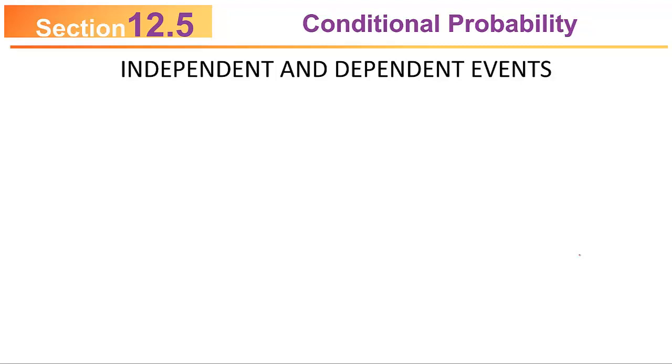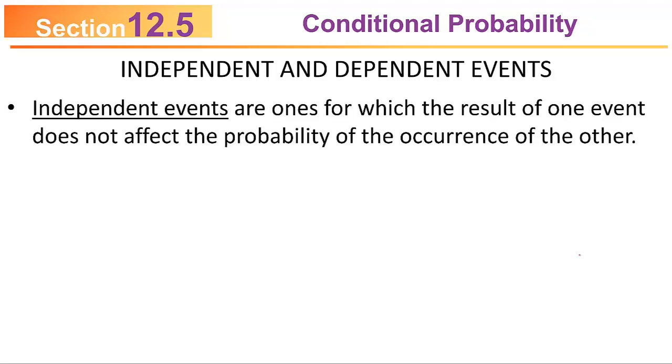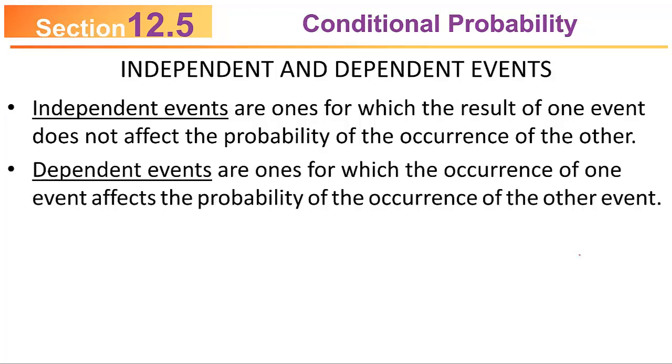Now I want to talk about the idea of independent and dependent events. I alluded to that in the earlier formulas when I put up those formulas in advance. Independent events are ones for which the result of one event does not affect the probability of the occurrence of the other. There are some simple examples that we'll go through, but I need to throw up the thing to contrast it with, which are dependent events. Dependent events are ones for which the occurrence of one event affects the probability of the occurrence of the other.